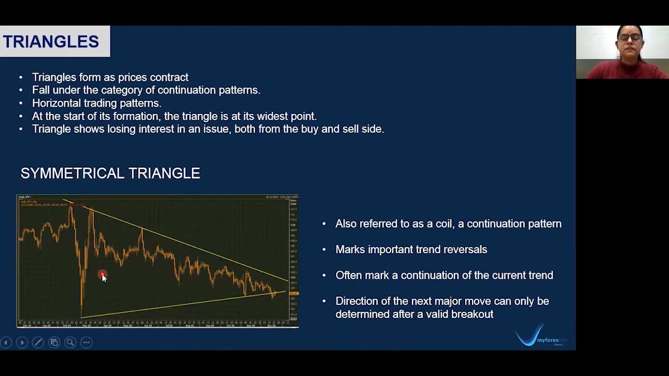Triangles may mark important trend reversals. They often mark a continuation in a trend. So it might be a continuation pattern, it might be a reversal pattern. The direction of the next major move can only be determined after a major breakout. That is, a breakout above the resistance or a breakout below the support.